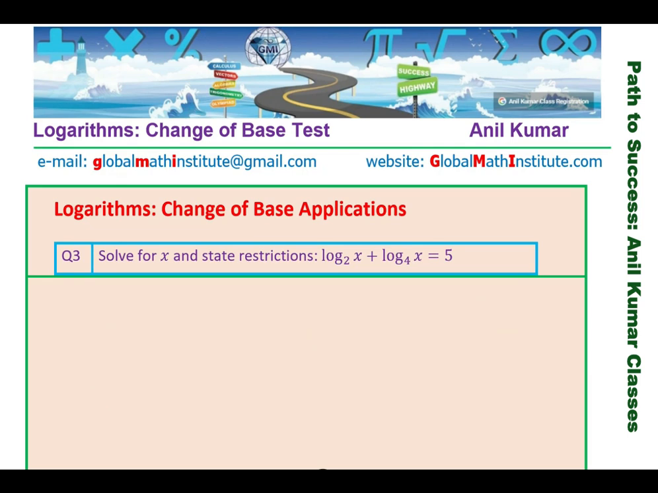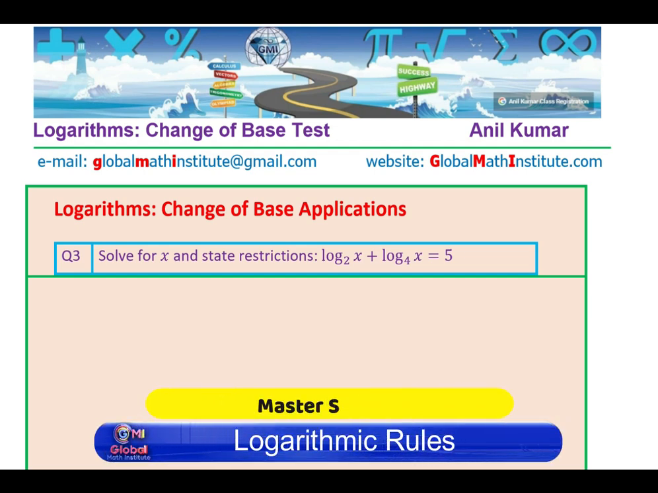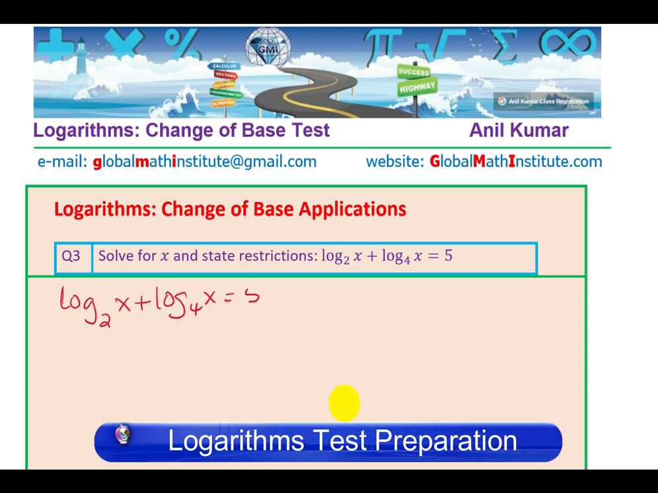Okay, now here is question number 4. We have the logarithmic equations for you. Question number 4 is solve for x and state restrictions. So let me first state the restrictions here. Since the equation is log to the base 2 of x plus log to the base 4 of x equals 5, x value should be greater than 0, right?